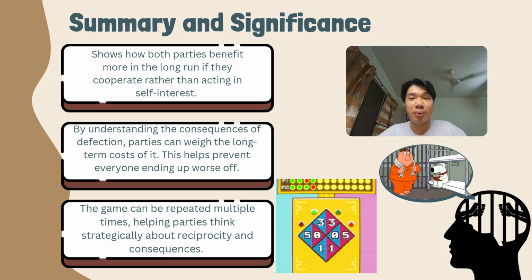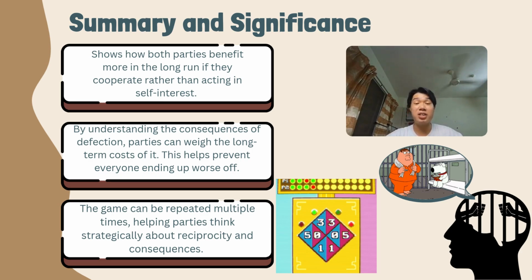So, let's see why the prisoner's dilemma is so significant. First, it highlights that cooperation leads to better outcomes in the long run. When both parties choose to cooperate rather than just acting out of self-interest, they end up better off together than they would if they tried to maximize individual gain. Second, by understanding the consequences of defection, both sides can consider the long-term costs and risks of taking that route. It helps them avoid that worst-case scenario where everyone loses out.